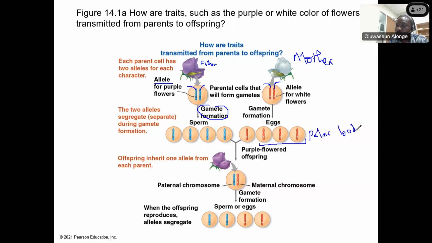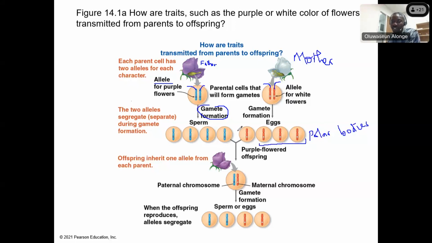Don't mind me, I'm writing with my mouse. All right, so the polar bodies are the other three. One egg is actually the functional egg. Now, you see the two alleles have to separate, which is what happens here during meiosis, gamete formation.